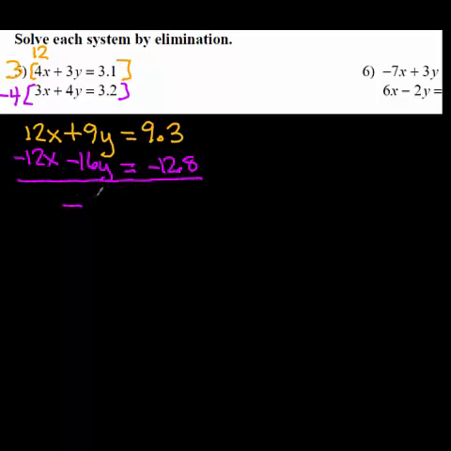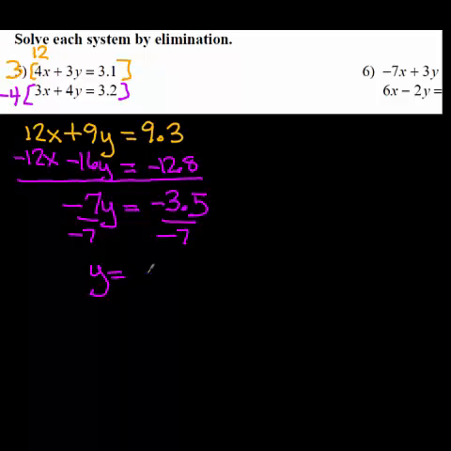And now I can add those together. That would give me negative 7y equals negative 3.5. Divide both sides by negative 7, and I get y equals 0.7. Now I can go ahead and plug in what y is equal to.